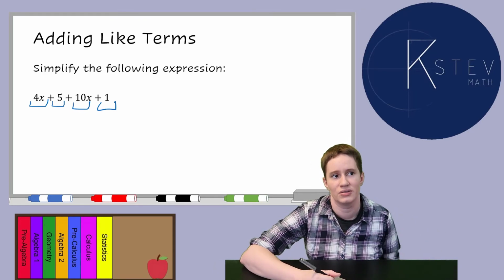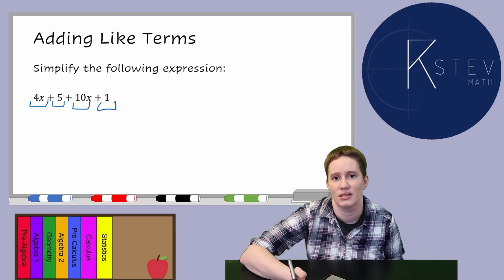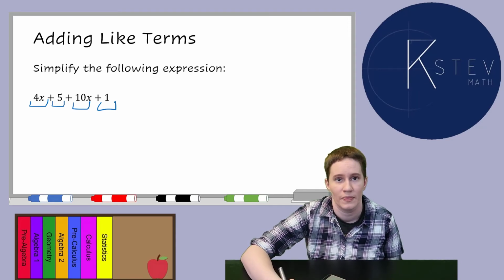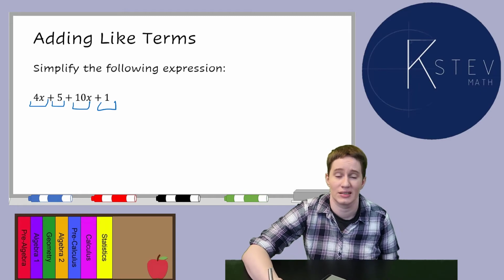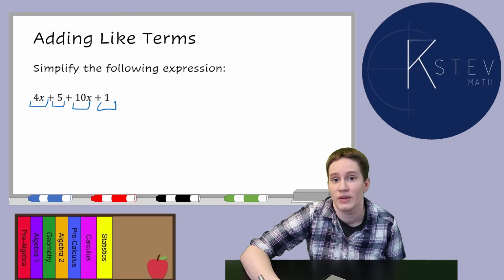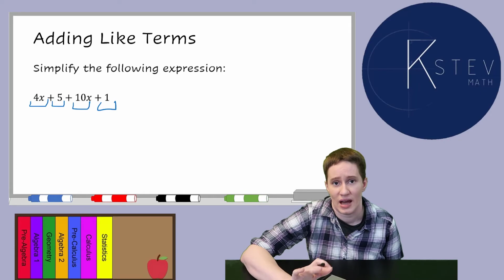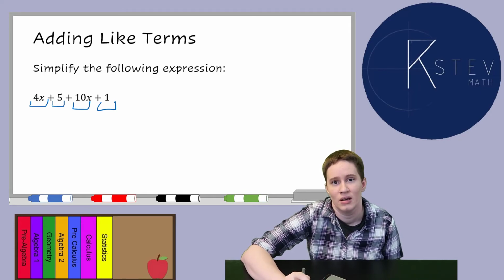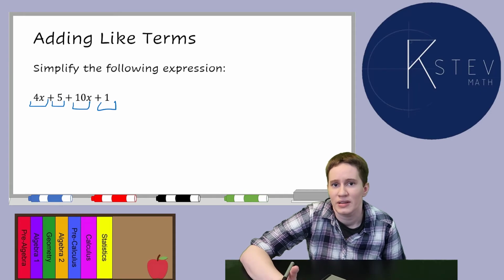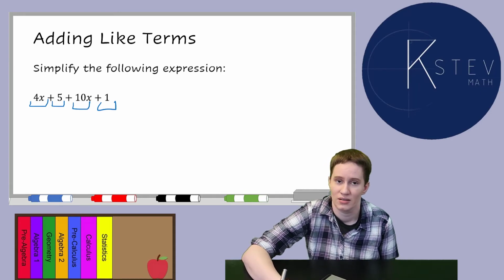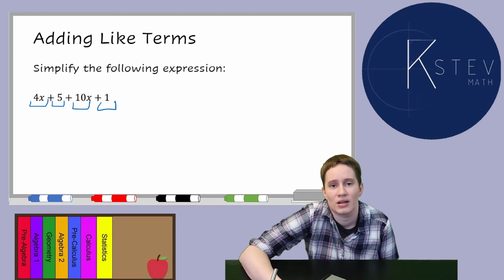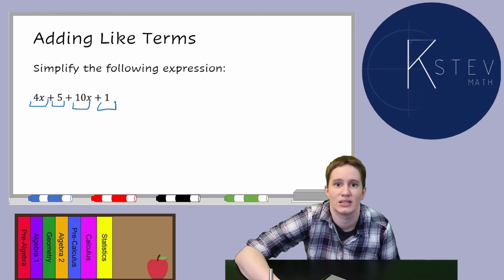So we want to look at these things and see what is alike that I can add together and what I should not add together. And if this is your first time seeing a problem like this, it may not be obvious to you. We call this adding like terms because we look for the terms that have something in common. And the thing that's going to be in common is whether or not they have an x or not.